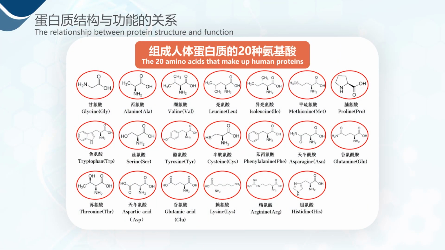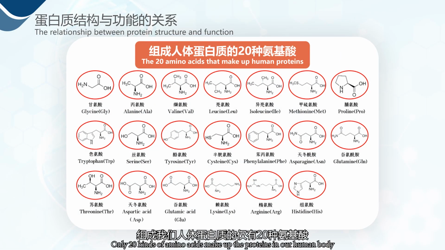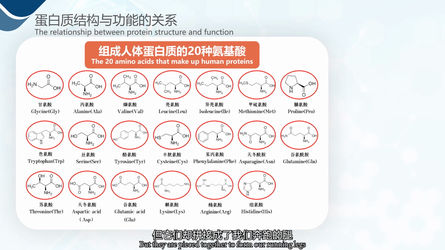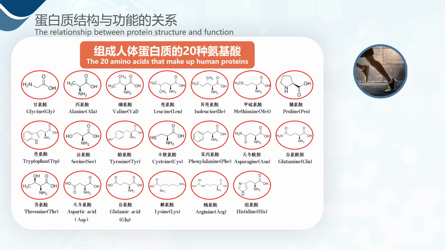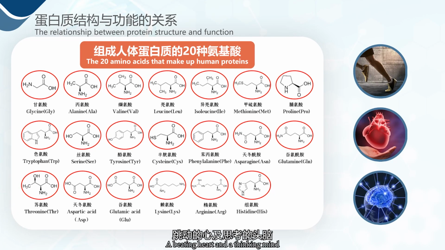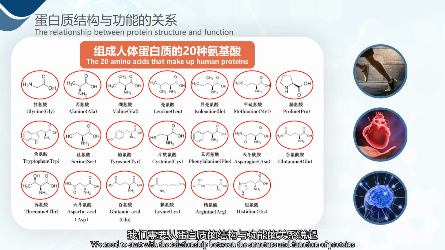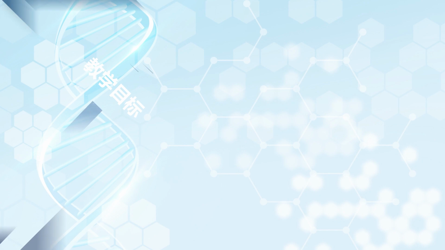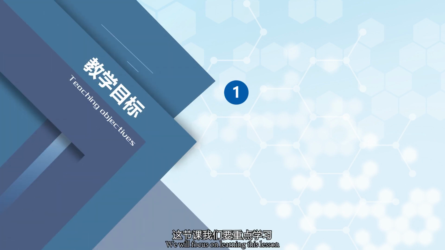In contrast, only 20 kinds of amino acids make up the proteins in our human body. But they are pieced together to form our running legs, a beating heart and a thinking mind. How can all this be achieved? We need to start with the relationship between the structure and function of proteins. We will focus on learning this lesson.